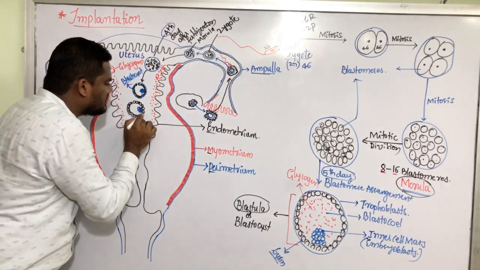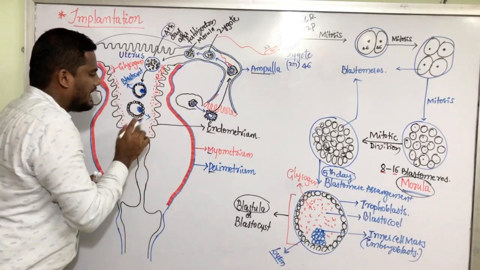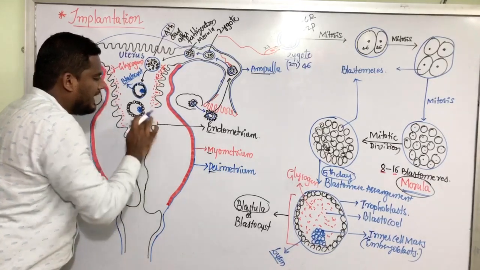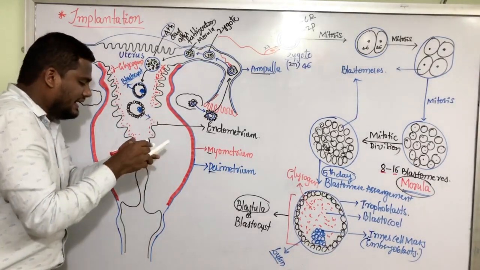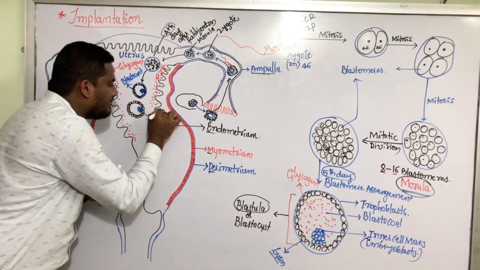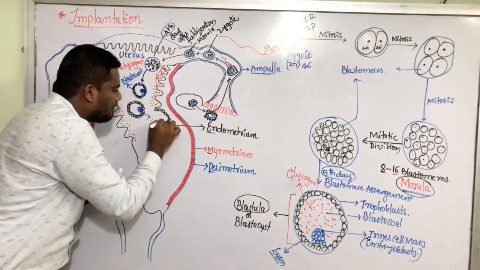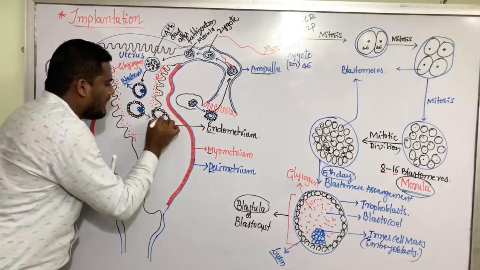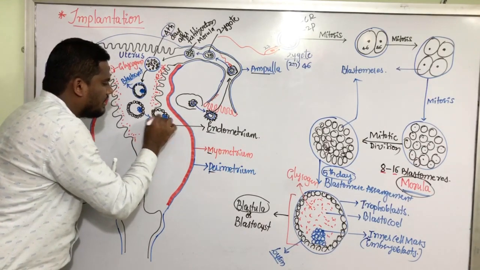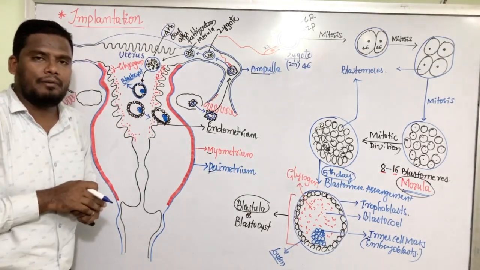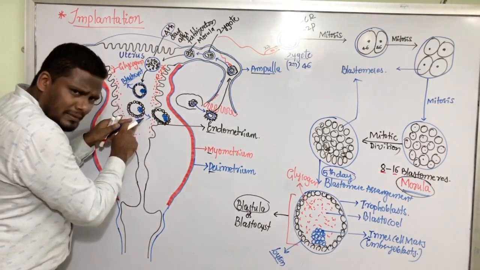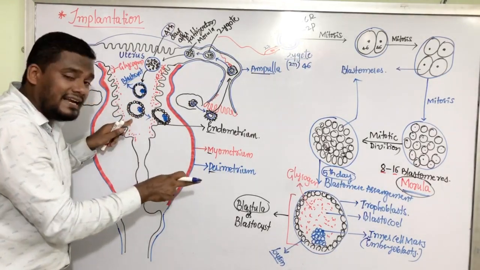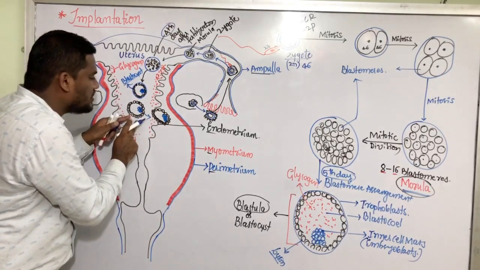And this blastocyst goes and gets embedded. It enters the endometrial wall. It breaks the endometrial wall and gets embedded inside the endometrial wall. Here we have the inner cell mass. This cavity is called the blastocoele cavity. Ultimately, the zona pellucida gets dissolved by the lysine secreted by the trophoblast, and this blastocyst gets embedded.